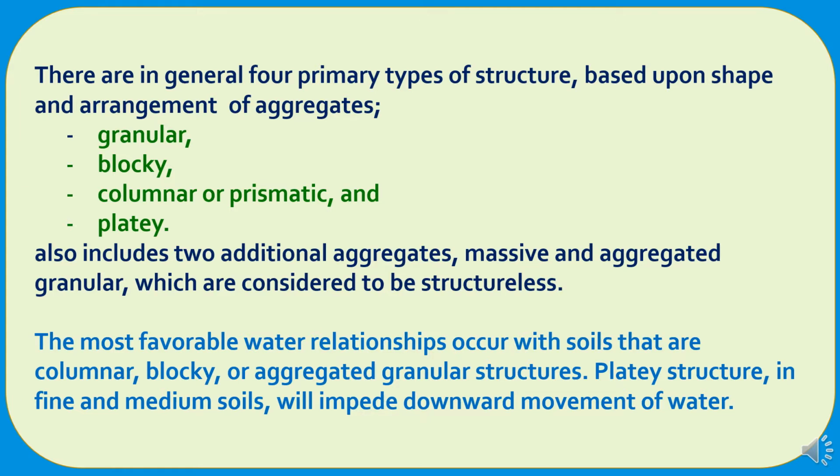There are in general four primary types of structure based upon shapes and arrangement of aggregates. First one is granular structure, second is blocky structure, third is columnar or prismatic, and fourth is platy structure. This also includes two additional aggregates, massive and aggregated granular, which are considered to be structureless.